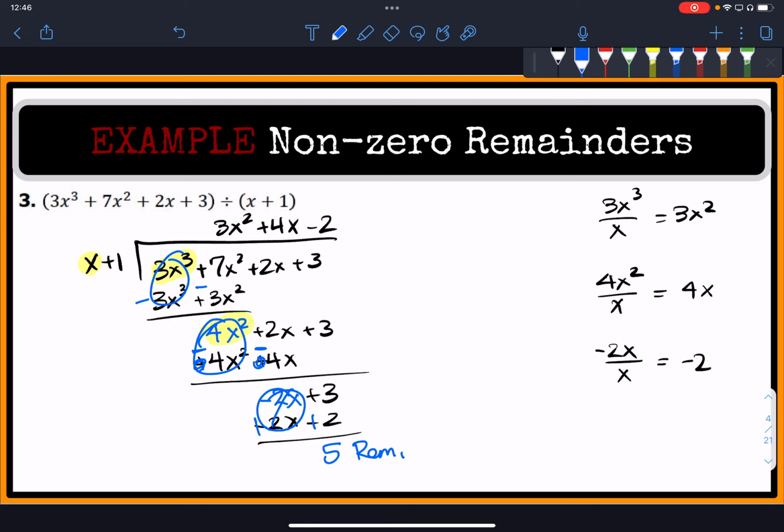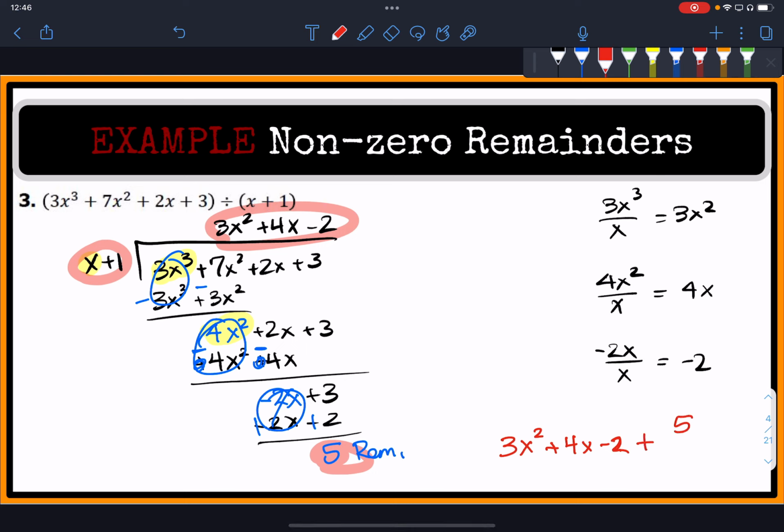And because we end up with the remainder, this is how we write our solution. So we still have this part here, our solution, but we are remaining to divide 5 by our x plus 1. So that's what we do. We simply add that part to our quotient. So our quotient is 3x squared plus 4x minus 2. And since we still have remaining the 5 to divide by x plus 1, we simply say we have 5 that needs to be divided by x plus 1. So this is how we write our solution when we have a remainder that is not 0.